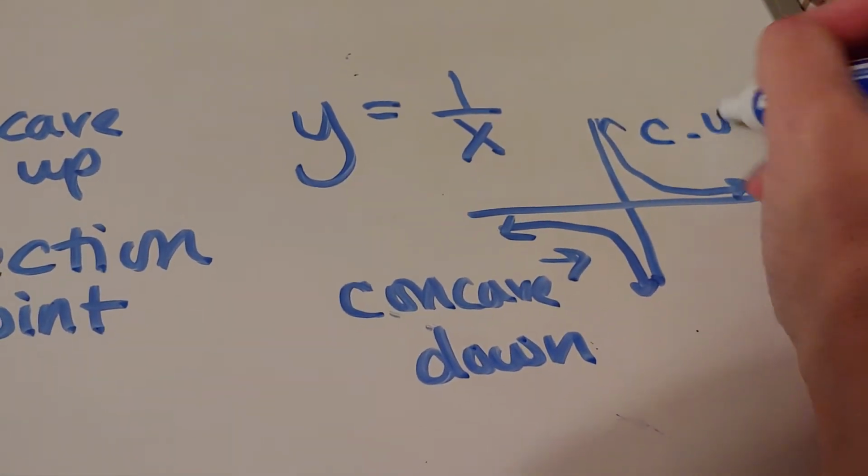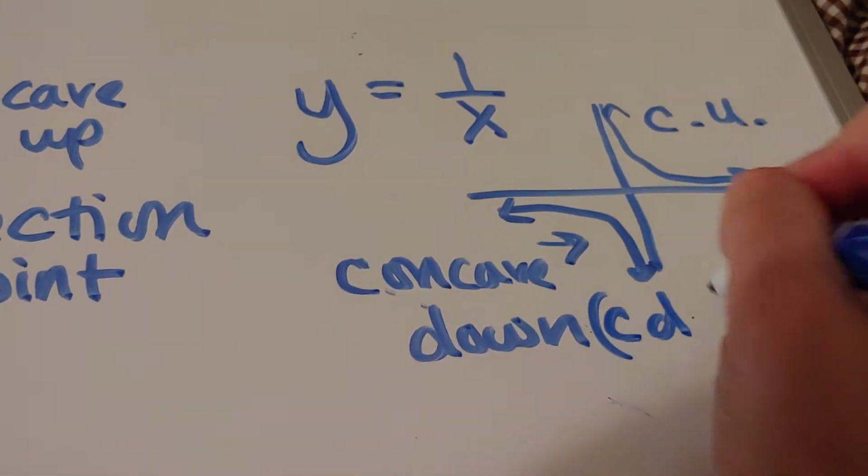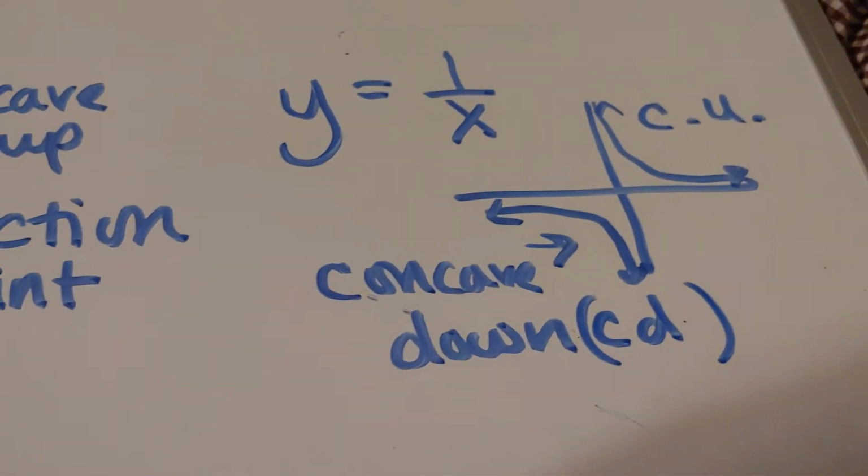And by the way, I'm just going to teach you right now. Concave up is CU, concave down is CD. I mean, come on, let's stop writing it.